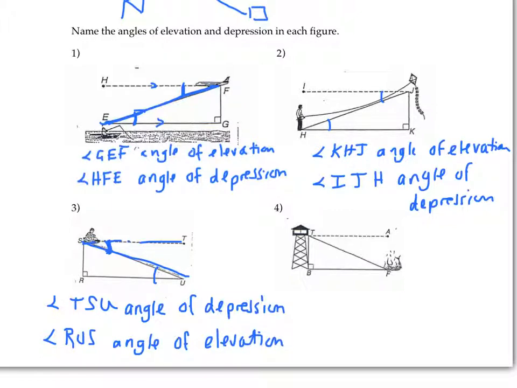Okay, one last one. If you're at the tower and you're keeping watch, looking out for a fire, if you look straight out towards the horizon, then look down when you spot this fire down below, then angle ATF would be your angle of depression. And if you're a firefighter here on the ground looking up towards the tower, then this would be an angle of elevation, and that angle is angle BFT.